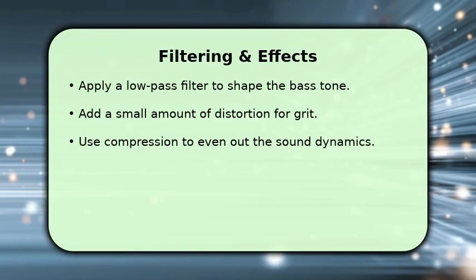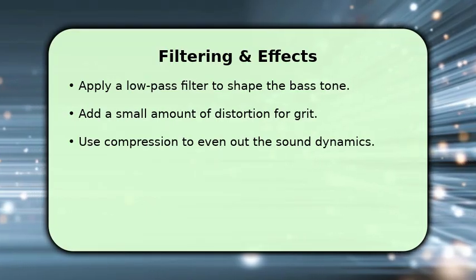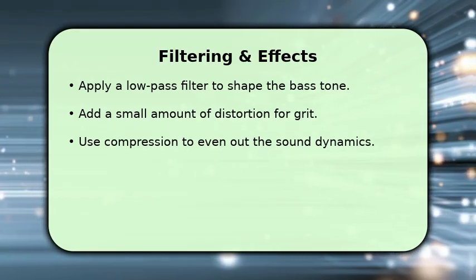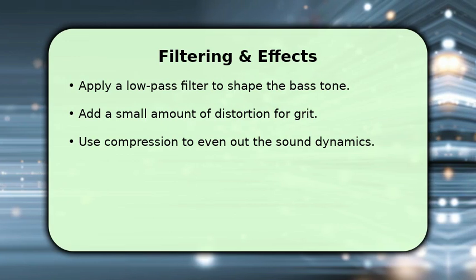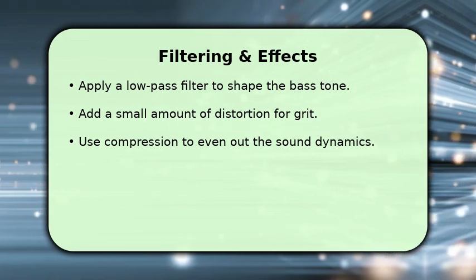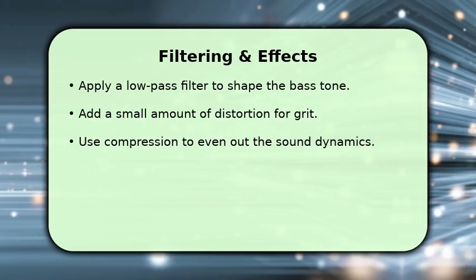Next, apply a low-pass filter to oscillator A. Set the cutoff frequency to around 200 Hz and the resonance to about 15%. This will give your bass a warm, rounded tone.